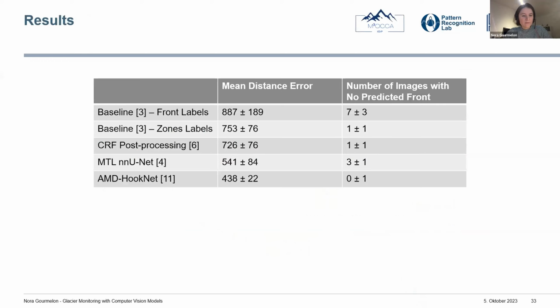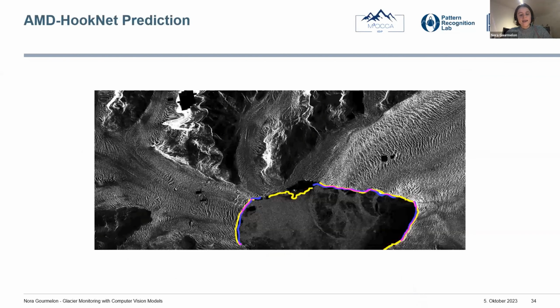And we could again improve upon our mean distance error, this time by about 100 meters. And this is currently the best working model that we have. And here you can see a qualitative result. So it still has some false positives, but in general, the calving fronts are already quite nicely segmented here.